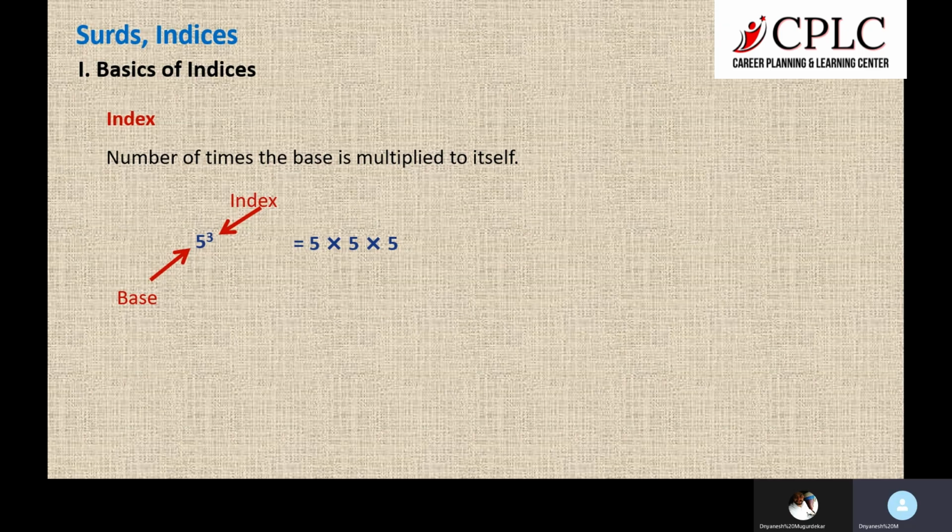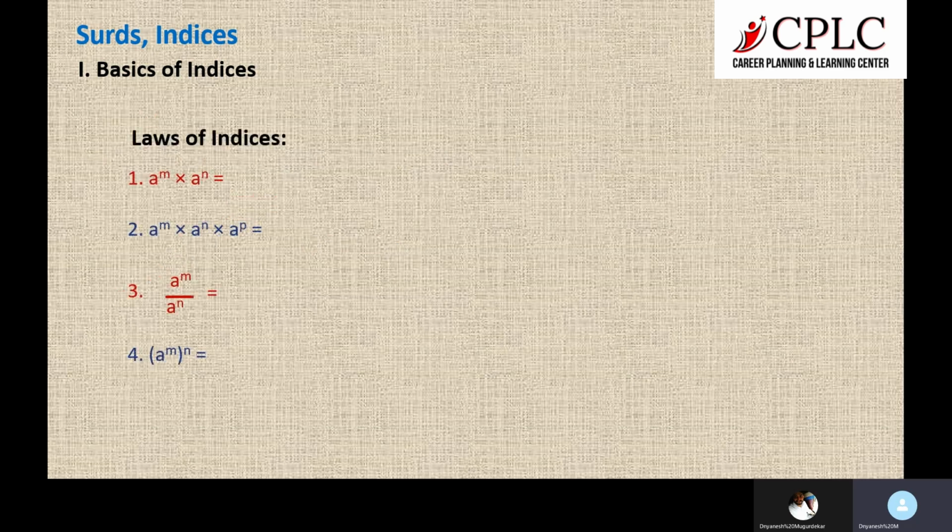This is the introduction. The first formula: a raised to m into a raised to n. Remember this, whenever the base is the same and there is a multiplication, powers are always added. So we will get a raised to m plus n. The same has to be applied for the second one: a raised to m into a raised to n into a raised to p, which gives a raised to m plus n plus p. Third one, a raised to m upon a raised to n. Multiplication, we add; division, we subtract the powers. A raised to m minus n.